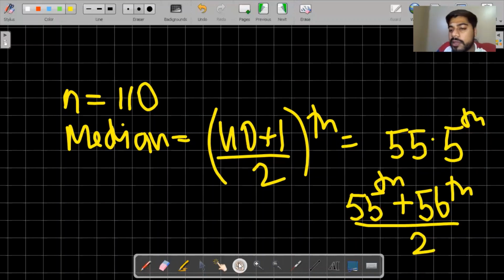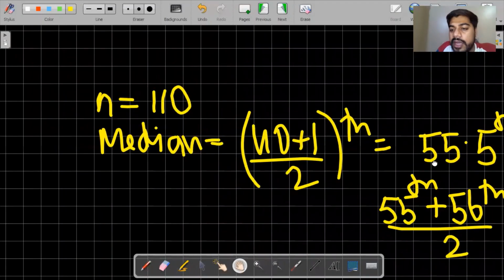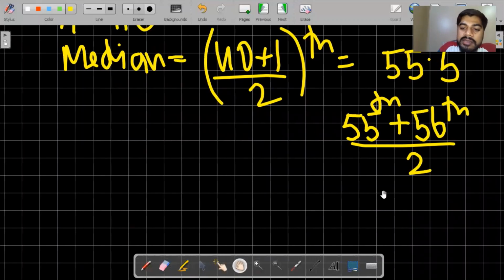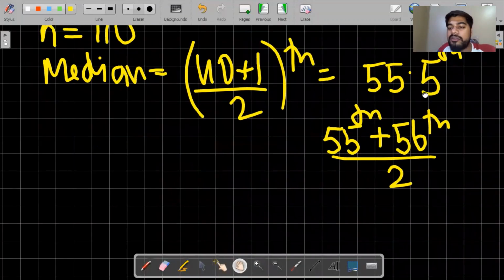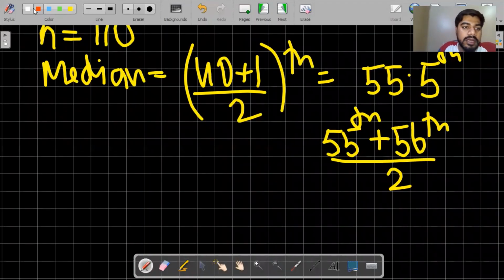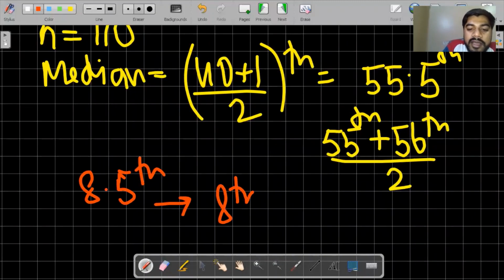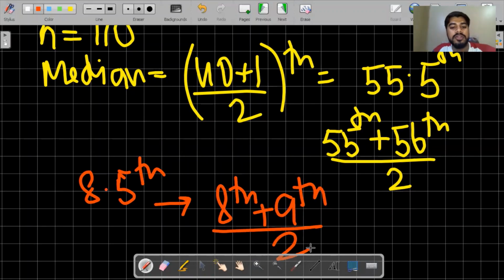Beta, whenever you have the value 0.5, you have to take the average of the previous whole number and the whole number after that particular value. Let's try another example. If the median term comes out to be 8.5, then definitely you have to take the average of the 8th and 9th term. So hopefully you are clear about the following condition.